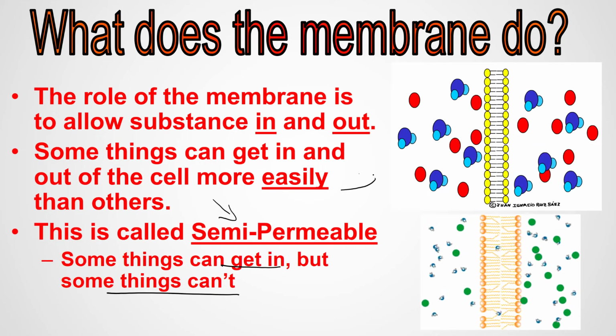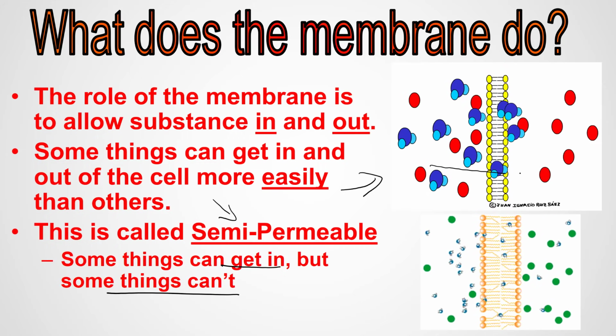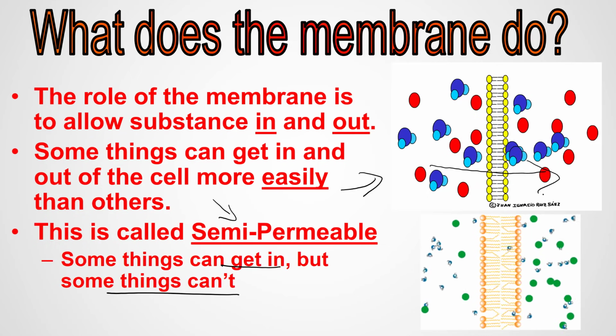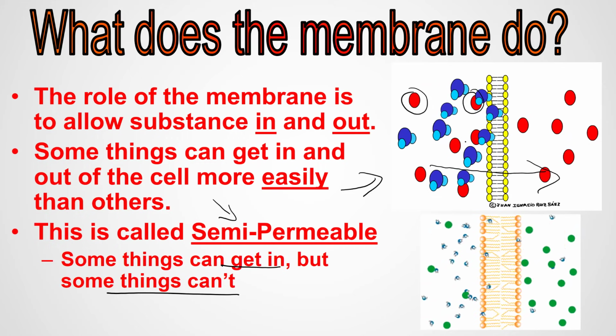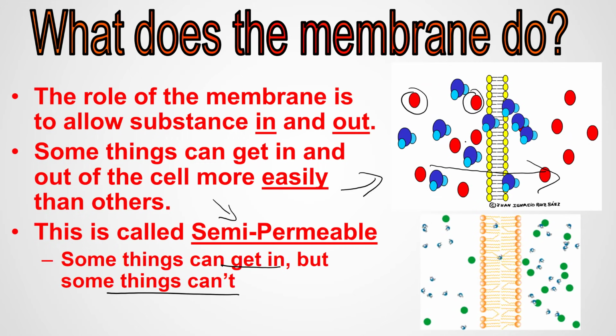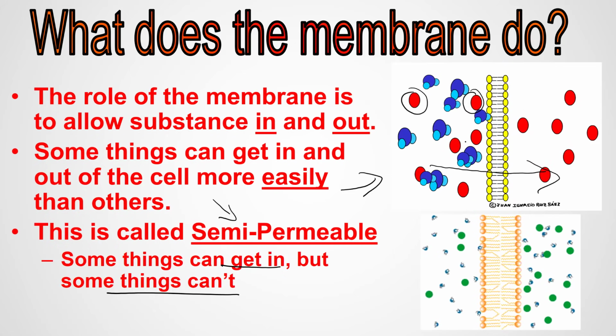Okay, if we look at the image here, we'll see that some of these smaller molecules are going to be able to cross over the cell membrane, whereas other ones aren't able to cross the cell membrane. They're not able to get across. And that's where we talk about that cell membrane being semi-permeable. Some things can, some things can't cross.